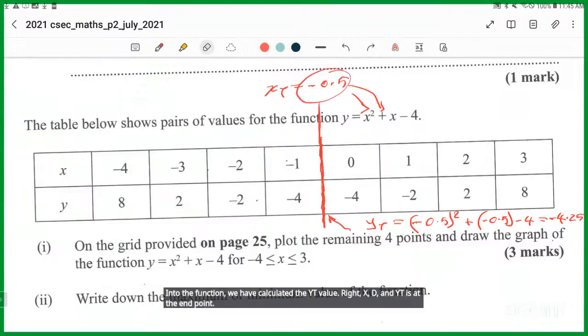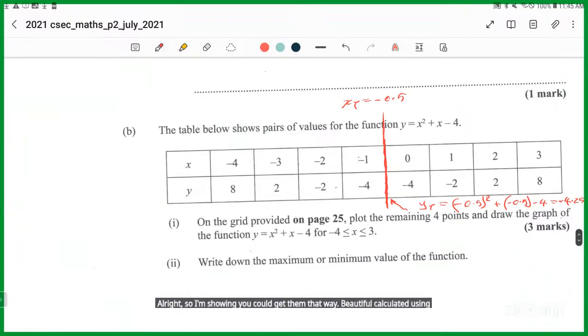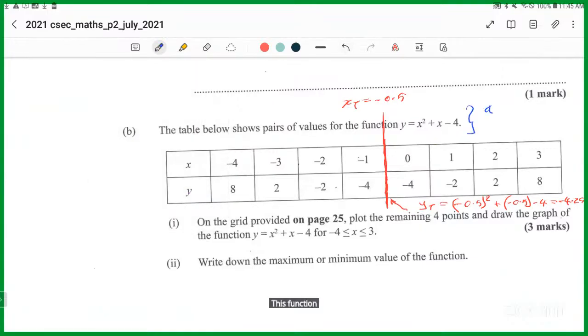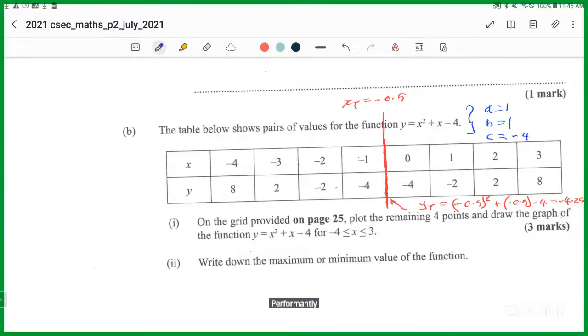So I'm showing you that you could get them that way. But we could calculate it using the xt formula and yt formula, just the same. Look at this function: a is equal to 1, b is equal to 1, and c is equal to -4. I'm going to show you the way we learned in class to do it, the formula way, but I'm showing you that you can deduce some of it as well. The a is 1 because the coefficient of x squared is 1. The b is 1 because the coefficient of x is 1. And c is the constant term, which is -4. So let's calculate it now and see, we're going to get the same -0.5 and -4.25 as my yt value.